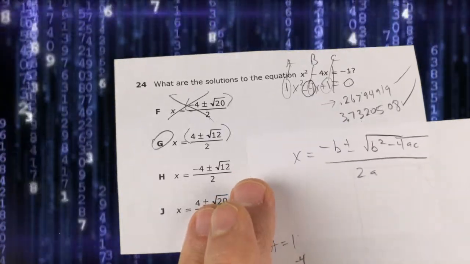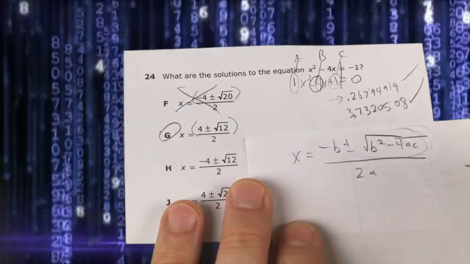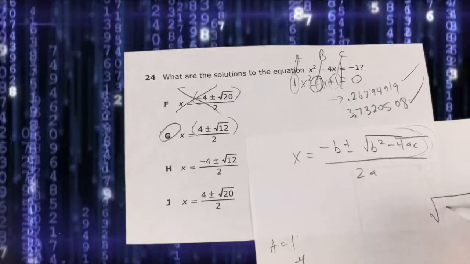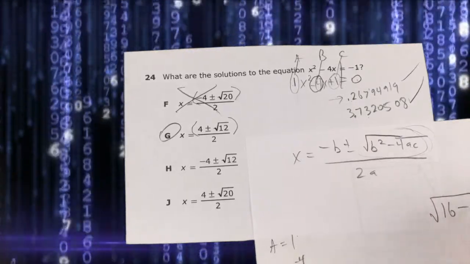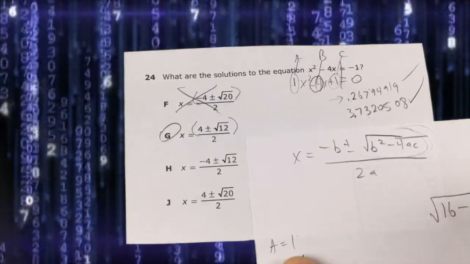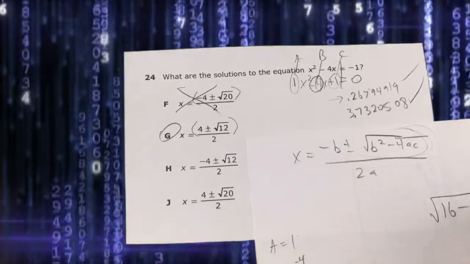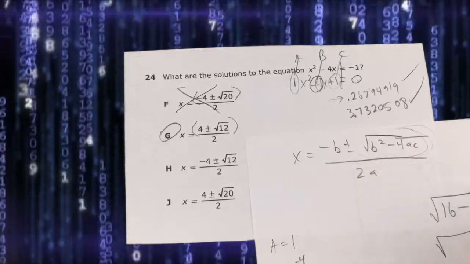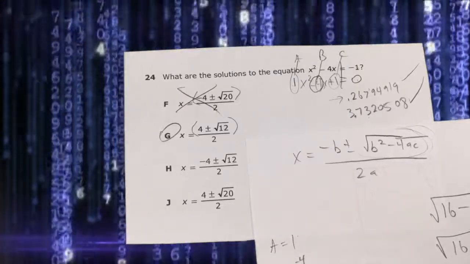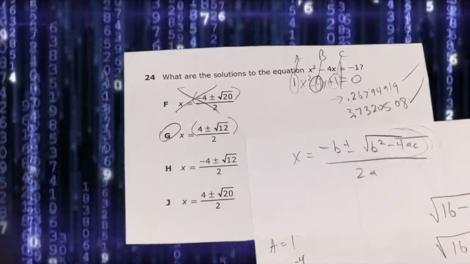Now I just plug it into the quadratic formula. Now here's what I'm going to do first. I'm going to take care of this guy first. Okay, we're going to do square root of b squared, which is negative 4 squared. Negative 4 squared is 16, minus 4ac, minus 4. What is my a value? It's 1. And what is my c value? It's 1. So it all comes out to 16 minus 4. Square root of 16 minus 4. All right? So 16 minus 4 is 12. So this whole thing right here is square root of 12.